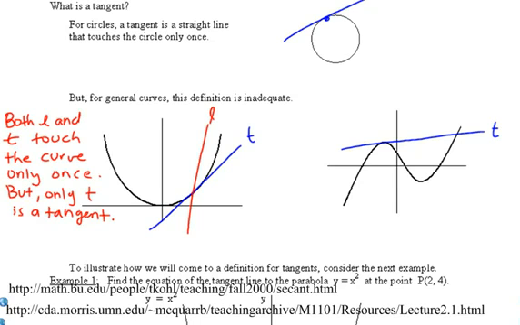Okay, so here, L and T both touch the curve only once, but only T is tangent. And here, how many times does it cross the graph? This is supposed to be just touching here. Twice. So here, the line T is still a tangent line, even though it crosses twice.